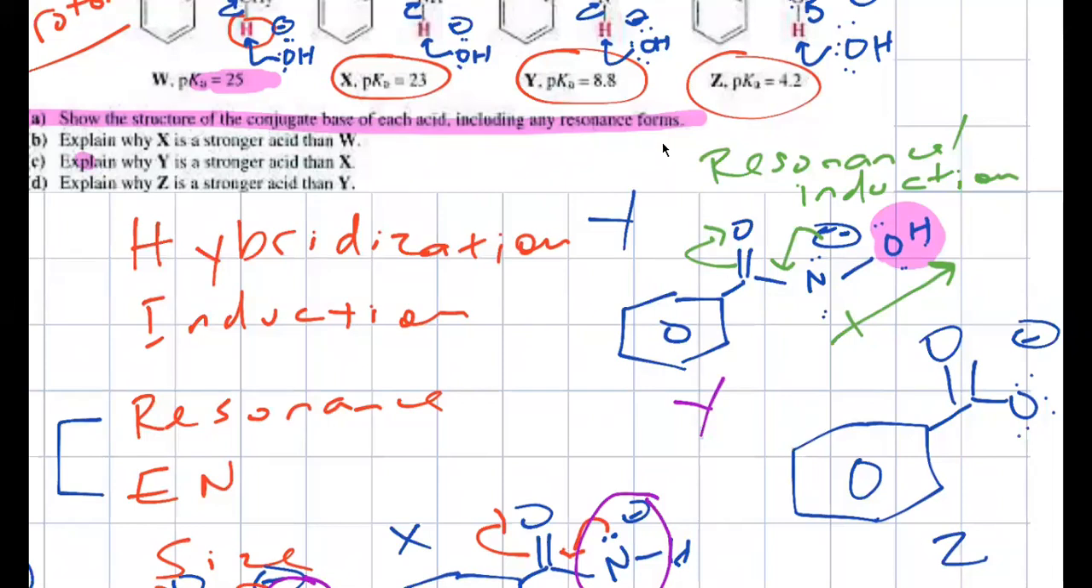I have a question. Is it because both of them can do resonance? The fact that they can do resonance? Yeah. So if they can both do resonance, then there's no added stabilization by resonance unless one can do more resonance than the other. You follow what I'm saying? Yes. Then that means that charge is going to be more delocalized in one than the other, because that's all you're really trying to do is delocalize the charge. Okay.